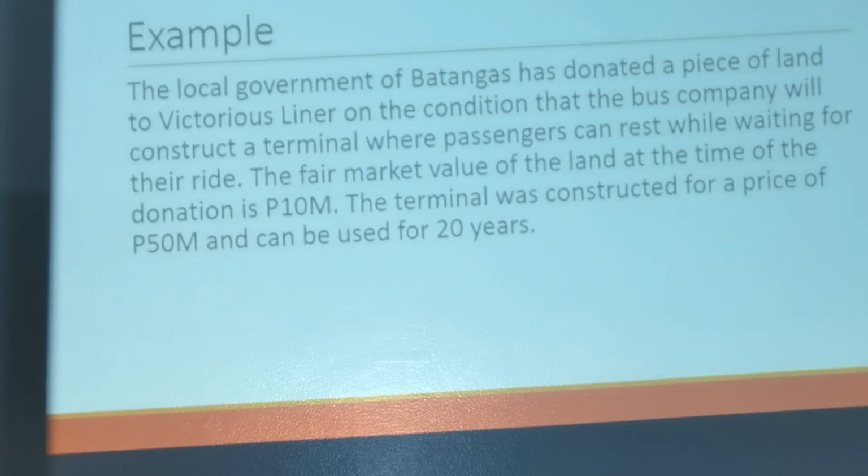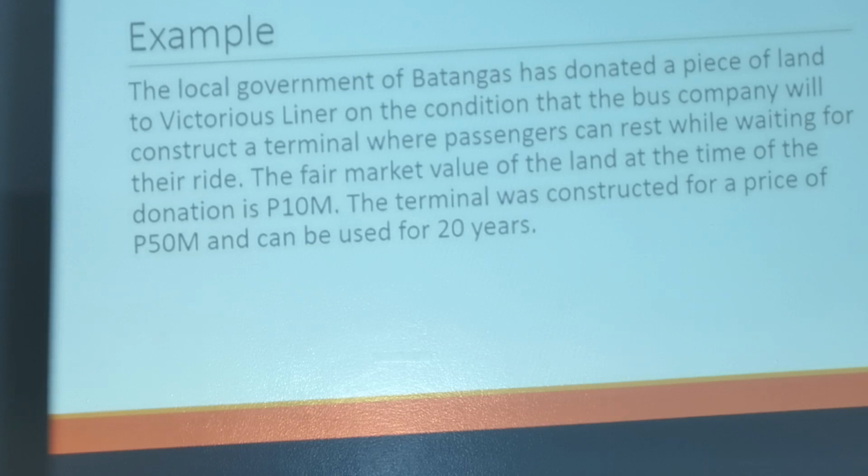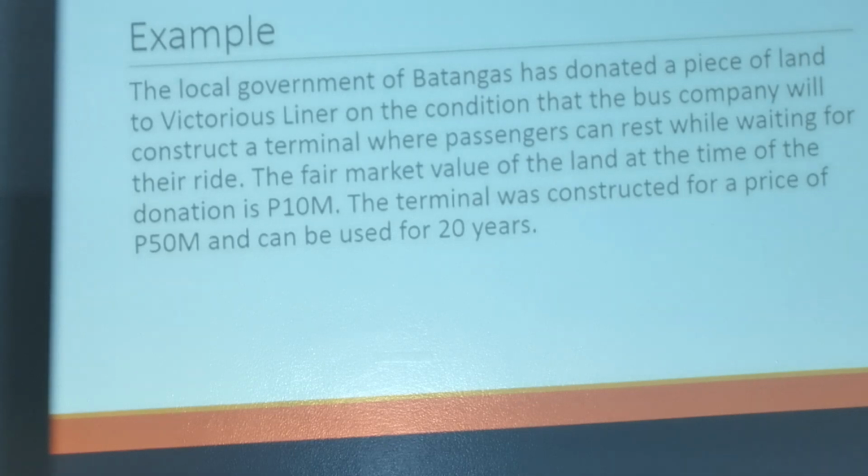Now, let's have an example. The local government of Batangas has donated a piece of land to Victorious Liner on the condition that the bus company will construct a terminal where passengers can rest while waiting for their ride. The fair market value of the land at the time of donation is 10 million. The terminal was constructed for a price of 50 million and can be used for 20 years. So the donor here is the government. Is there a condition? Yes, there is a condition. The condition is that they will have to construct a terminal where passengers can wait comfortably while waiting for their ride.